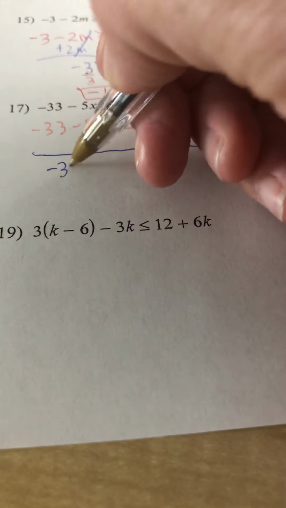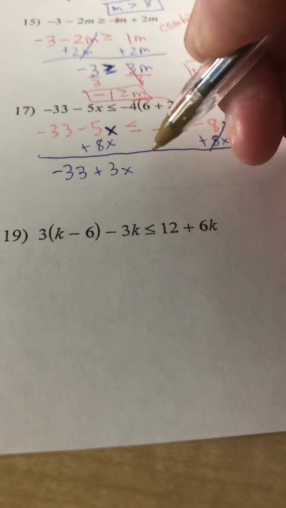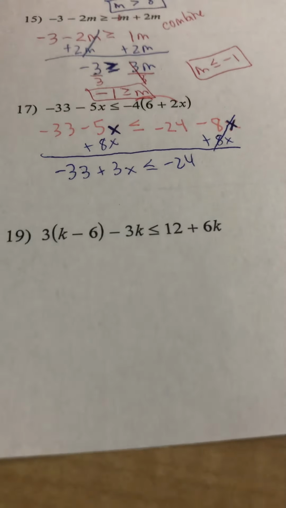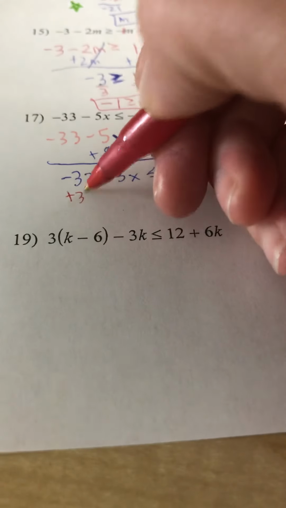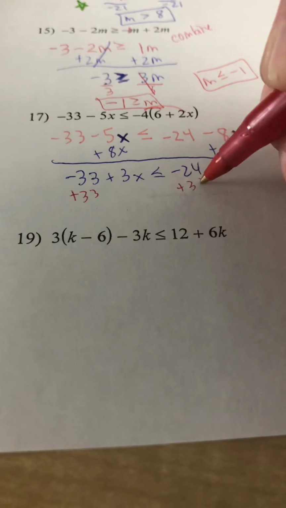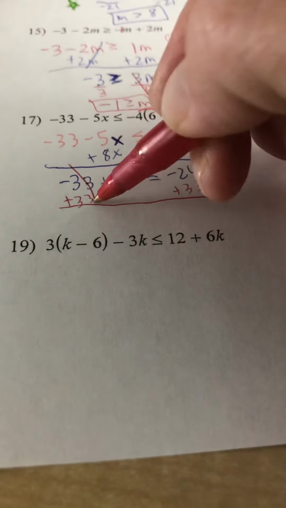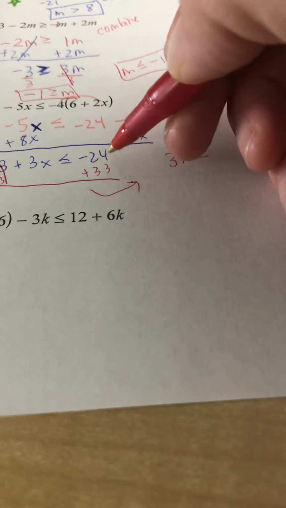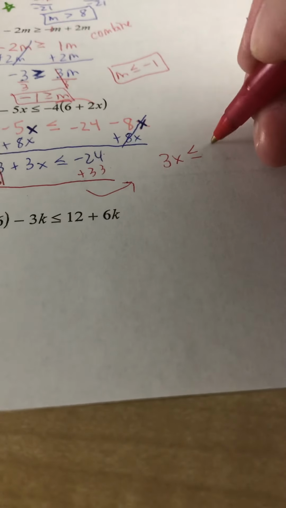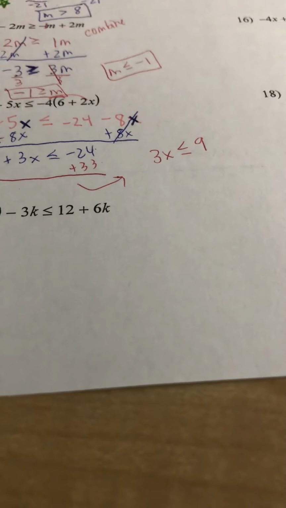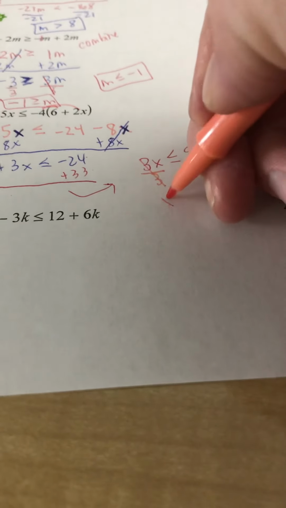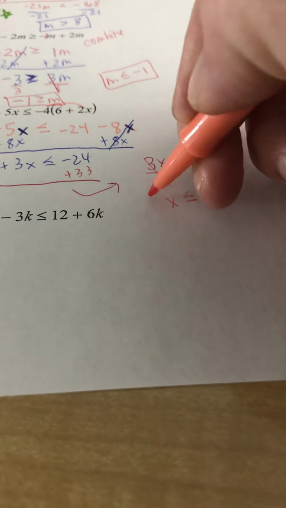So I have a negative 33 plus 3x is less than or equal to negative 24. Then I'm going to add this 33 away from my x, trying to isolate the variable. So I'm going to have, can I just do it over here, please? I'm going to have 3x is less than or equal to negative 24 plus 33 is 9. And then I'm going to divide both sides by 3. And so x is less than or equal to 3.